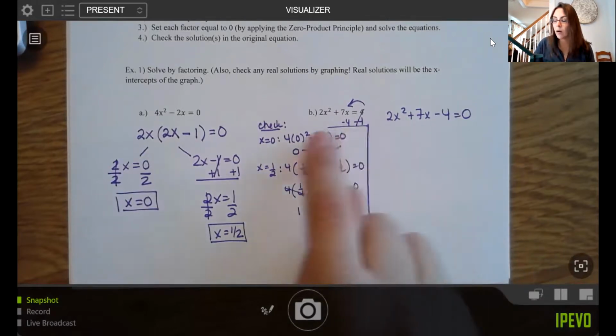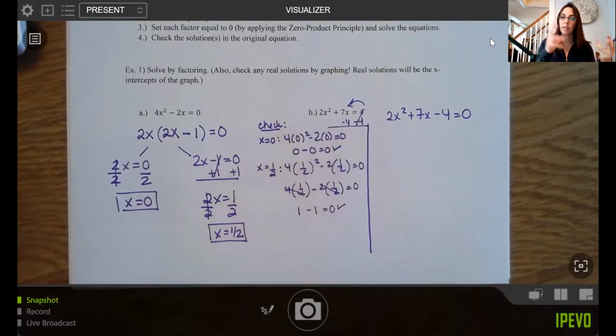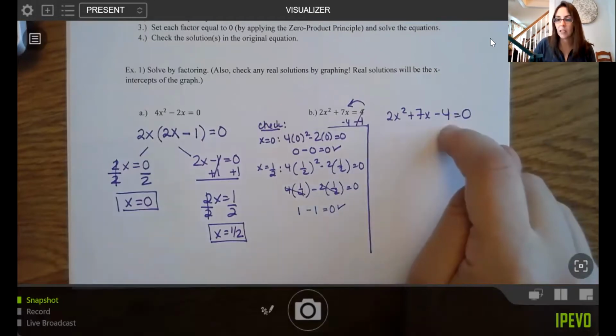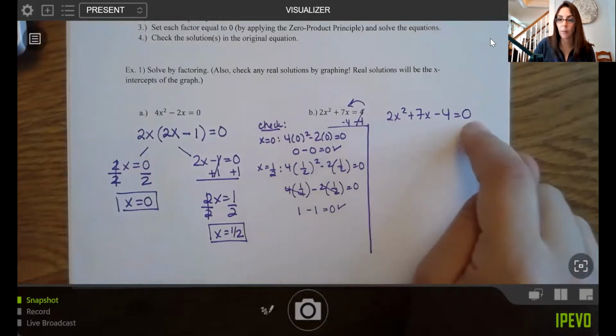So if you have a harder problem where not everything is on one side or there's already parentheses there, you probably still need to clear everything out first and reorganize. So to use the factoring technique, you really need to be in this nice clean form here.